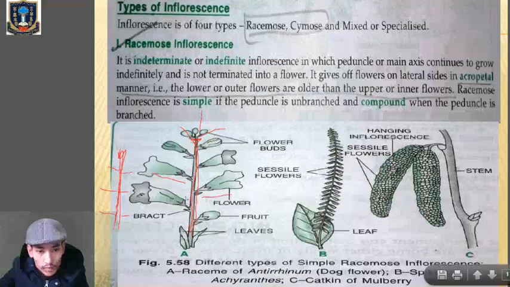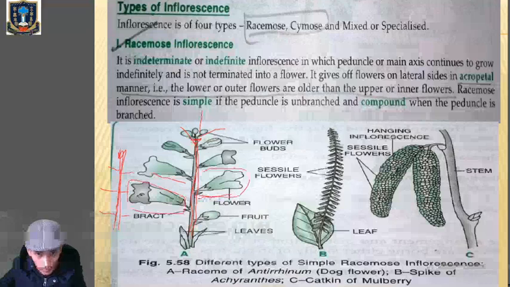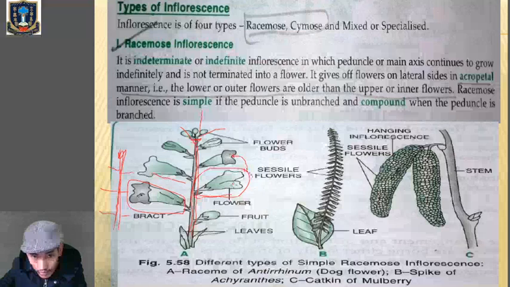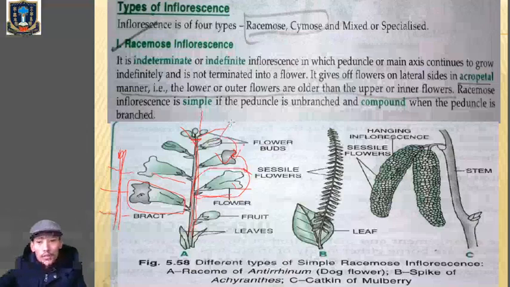So that means the flowers at the lower side will be older than the upper ones. When we compare these two flowers, this one will be older and this one will be young. Similarly, when we compare these two flowers, this will be older and this will be young. Racemose inflorescence is simple if the pedicel is unbranched, and compound when the pedicel is branched.